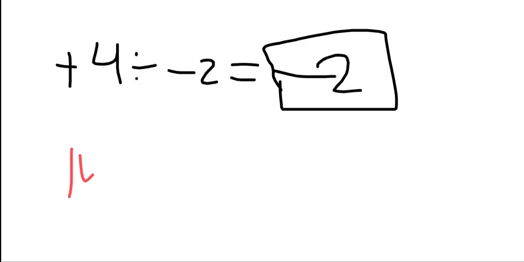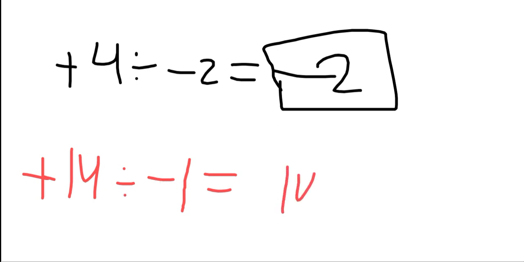Now, let's look at another problem. Let's do 14 divided by negative 1. We can see that there is a singular minus sign here, so in total there is one negative sign, or 3 if you want to include the fact that this is a positive 14. We can say that 14 divided by 1 is obviously 14, but because there are an odd number of negative signs, this becomes negative 14.